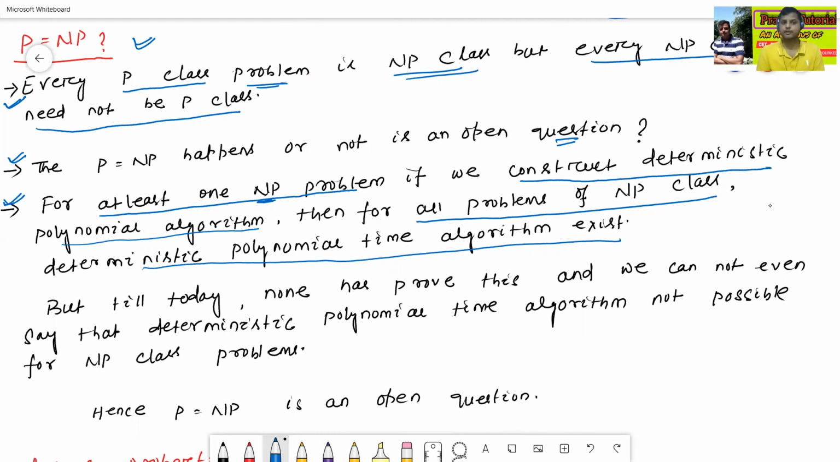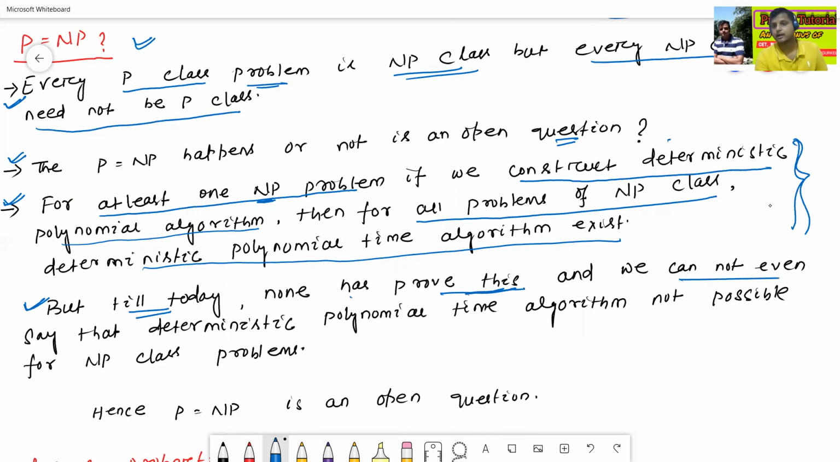This is very, very important. But till today, none has proved this. Nobody can construct a deterministic polynomial time algorithm for an NP class problem. Till today, none has proved this.